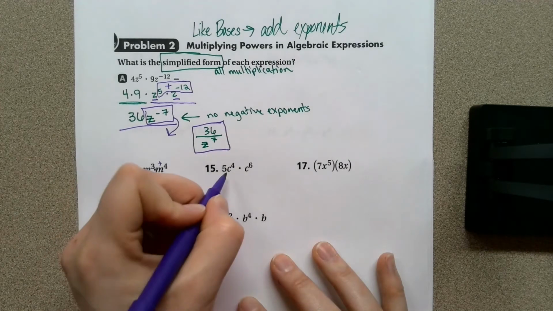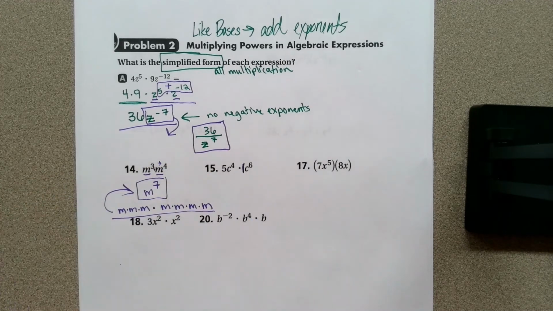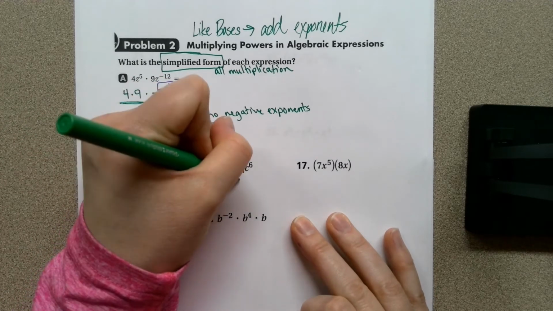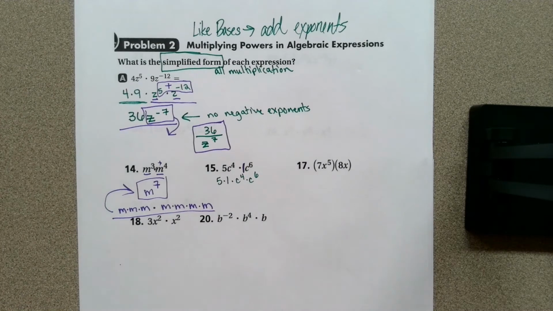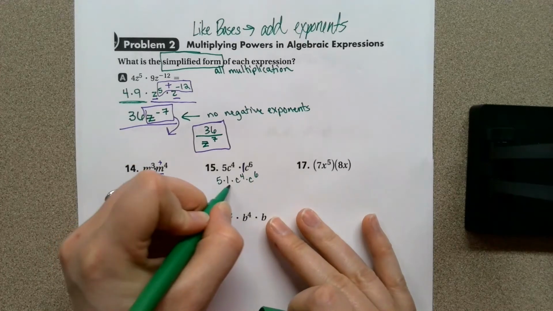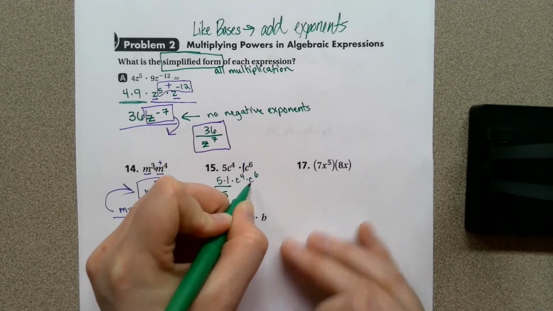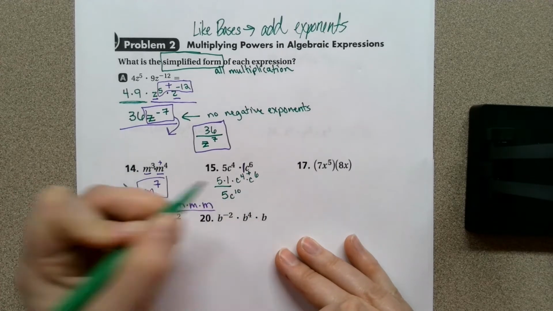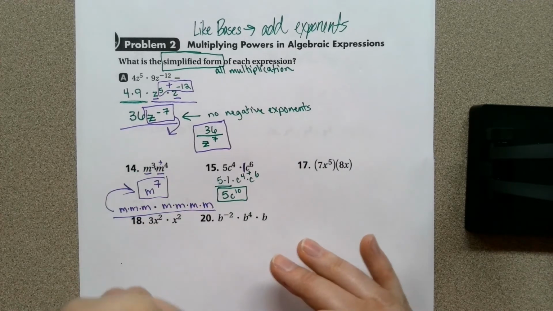For this next one, 5c to the 4th times, there's going to be a 1 here, so we can change the order of that by really saying that we have 5 times 1 times c to the 4th times c to the 6th. Using our commutative property of multiplication, it's all multiplication, so that's why it works. Then from there, we can say that 5 times 1 is 5, multiplied by, these are like bases, so we're going to add their exponents, giving us c to the 10th power. No negative exponents, no 0 exponents, so this is our final answer.